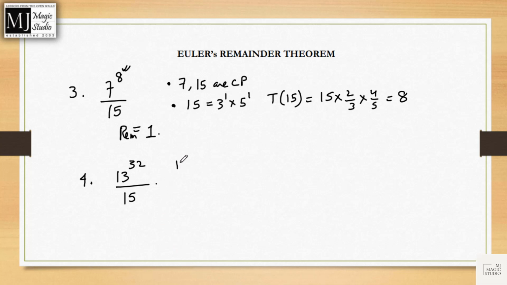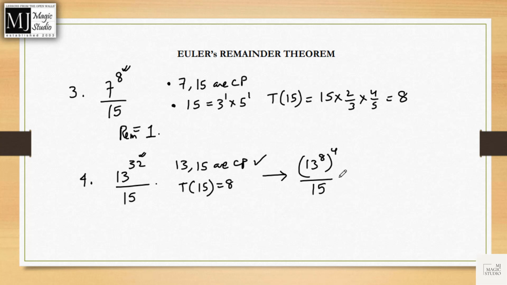Okay, you must be having the answer by now. 13 and 15 are co-primes. Check. Totient number of 15 is 8. But here the power is 32, and we can see that 32 is a multiple of 8. So this question can be written as (13 to the power 8) whole to the power 4 is divided by 15. Clear? That means 13 to the power 8 is divided by 15 once, twice, thrice and 4 times, and every time it will leave remainder 1. So remainder would be 1 to the power 4, that is 1 again.